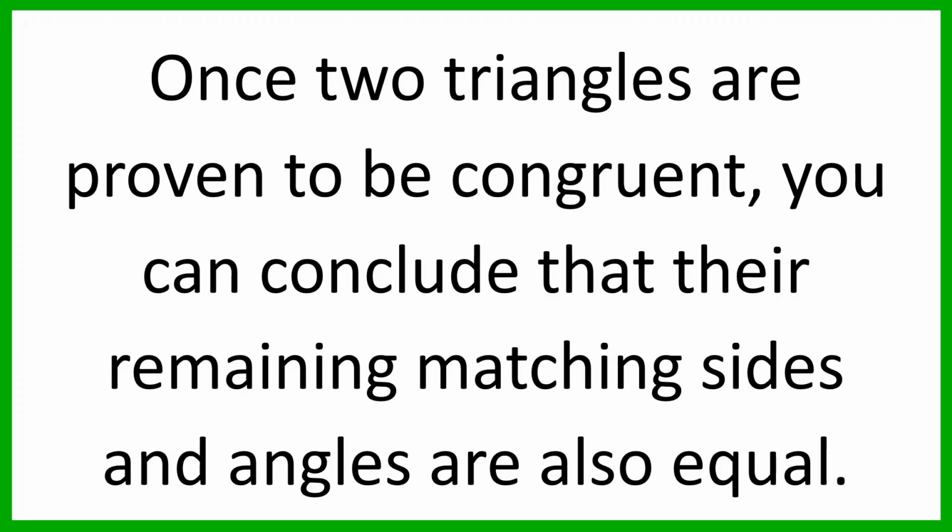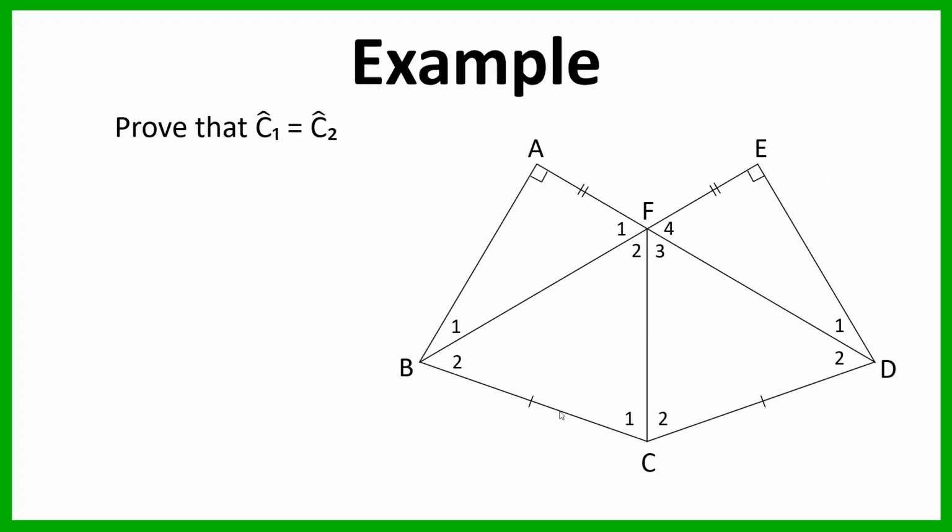Okay, let's have a look at an example. In this example, we've got this diagram over here, and we need to prove that angle C1 and angle C2 are equal to each other. Okay, so in order to prove that angle C1 and C2 are equal to each other, we have to, because angle C1 is in this triangle over here, and angle C2 is in this triangle over here, if we can prove that these two triangles are congruent, then we can prove that those two angles are going to be equal to each other. So let's have a look at what we're going to do for this.